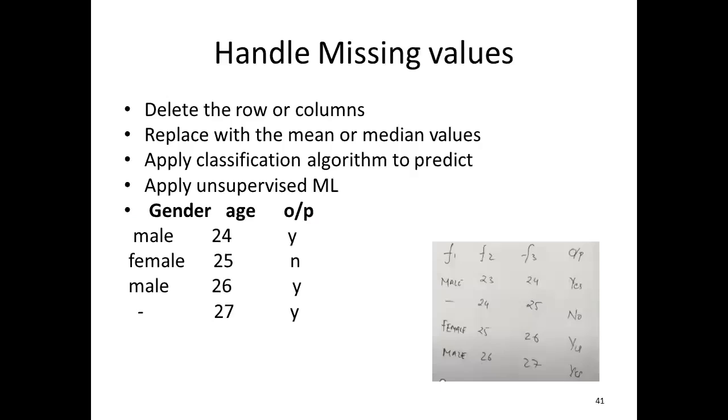The first step is handling the missing values: delete the rows or columns, or replace with the mean or median value. Then we can go for the classification algorithm to predict. If you require unsupervised ML, you can apply a suitable algorithm. See here in the example: gender, age, and the output are given. Here the gender is missing. In this case, you can either remove the entire row or, if possible, replace it with the mean value. It depends on the scenario.